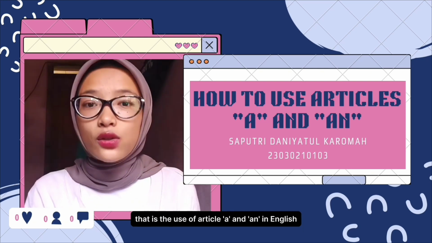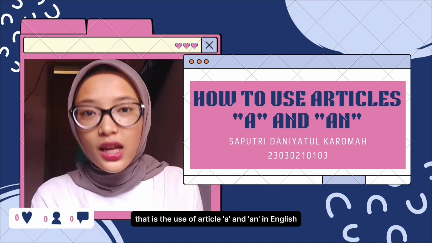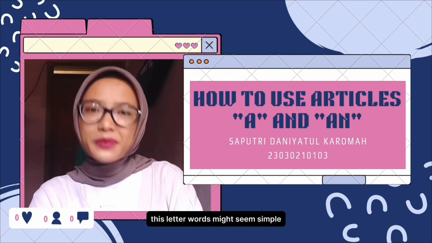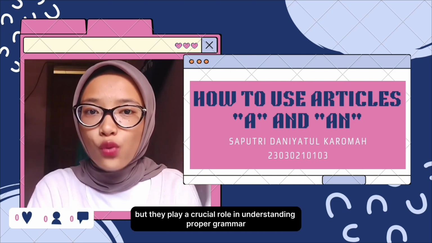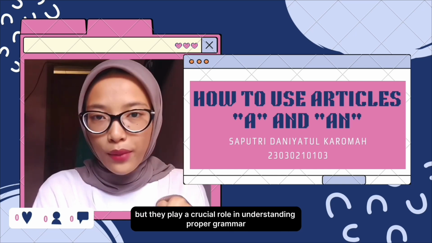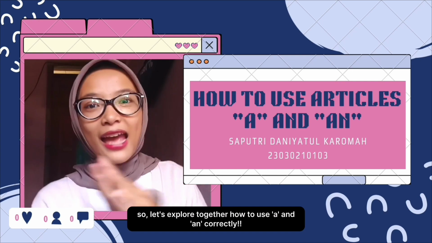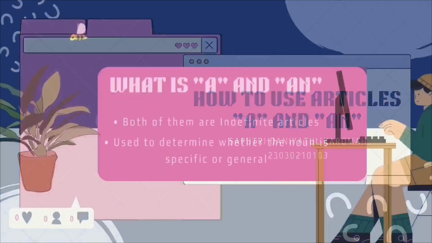Today we are diving into a topic that often confuses many people. That is the use of article a and an in English. These little words might seem simple, but they play a crucial role in understanding proper grammar. So let's explore together how to use a and an correctly.